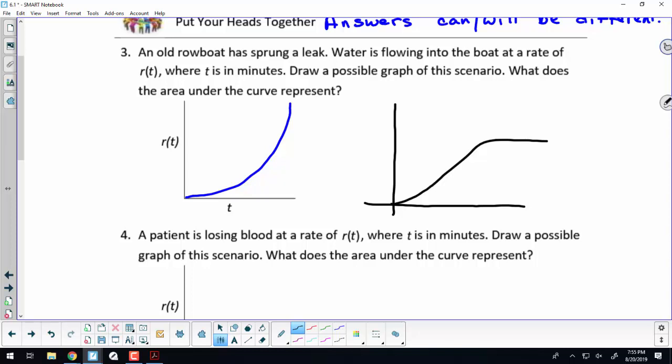What does the area under the curve represent? The amount of water in the boat. The amount of water in the boat? What do y'all think? Yes. The area under the curve represents the amount of water in the boat. Does it seem reasonable? Okay. So just as a reminder, when you compute the area under a curve, what are we doing with the units? Let's back up. What happens when we take a derivative? What do we do with the units?